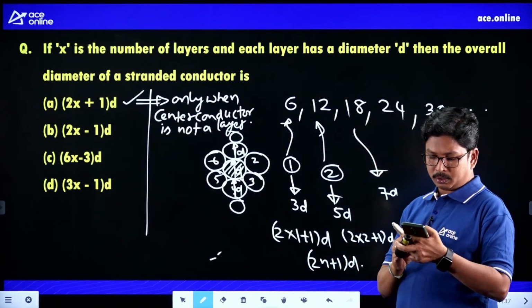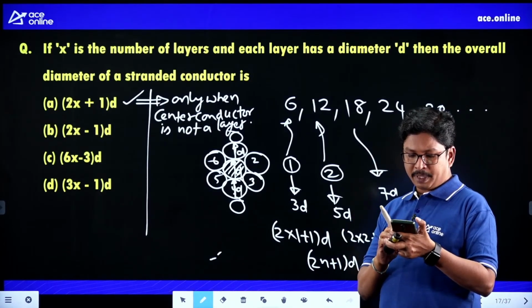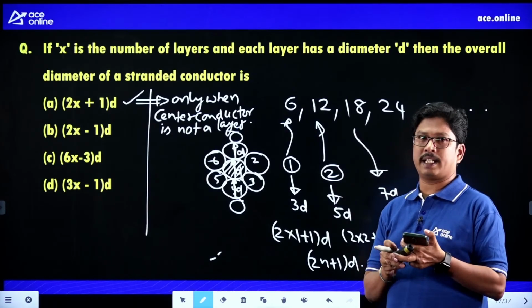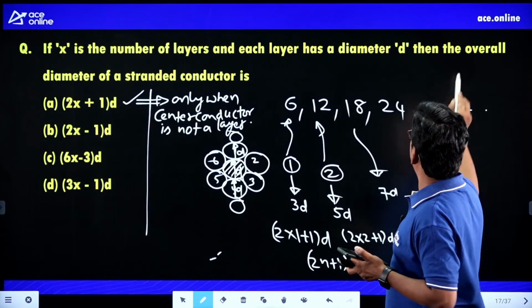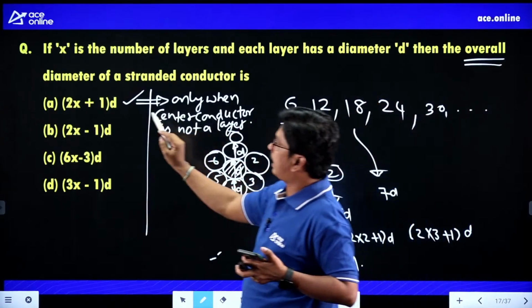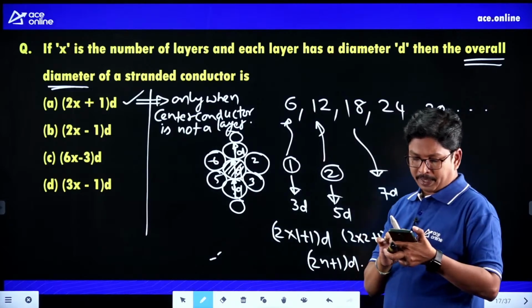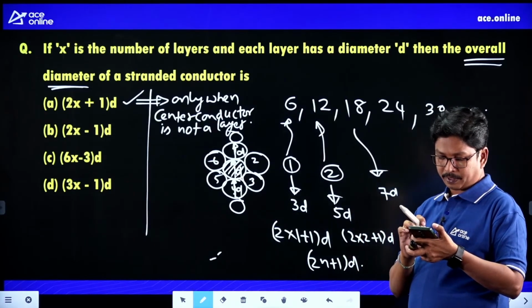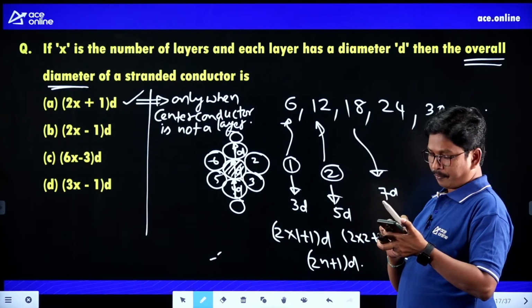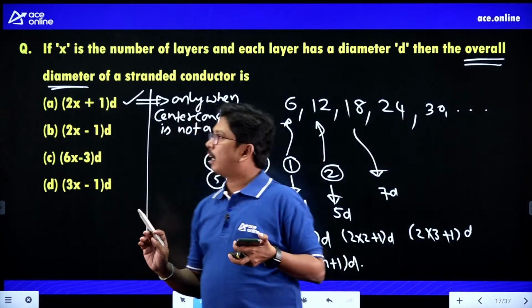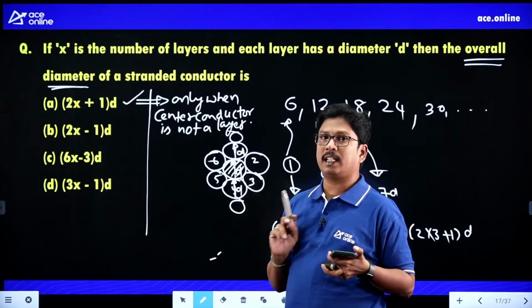Yes. Someone gave MD, what is that for? They are asking for the total number of conductors. Here they are asking for the overall diameter. So MD is given for the number of conductors, right? Just check here, it is 2x plus 1 into d whenever you are not considering the center conductor as a layer.